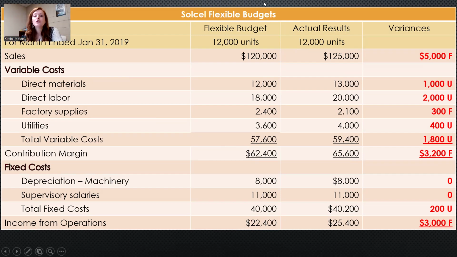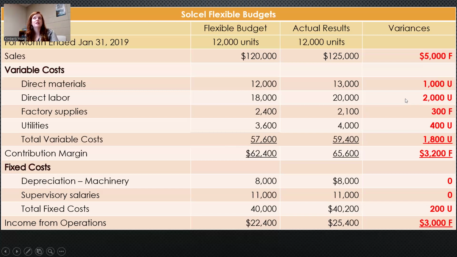Direct materials. So we were expecting to spend $1 per unit, which would have been $12,000. We actually spent $13,000. So that was 1,000 unfavorable. So then as a manager, you would look in and say, why did I spend $1,000 more on direct materials than what we had planned? And you'd have to look into why that was. Same thing with direct labor. It was unfavorable for some reason. So you'd look into it.